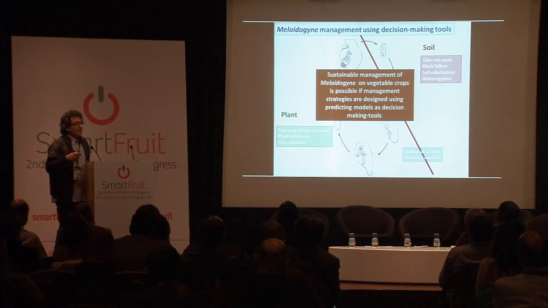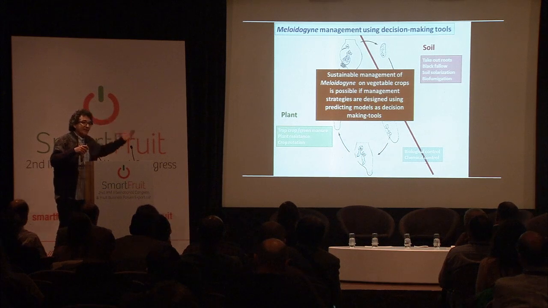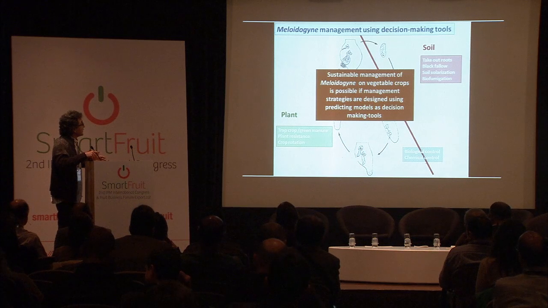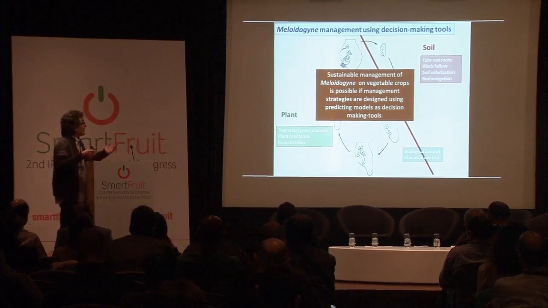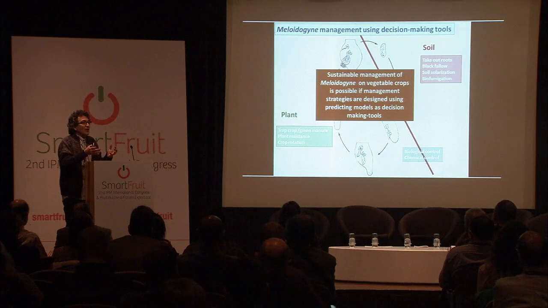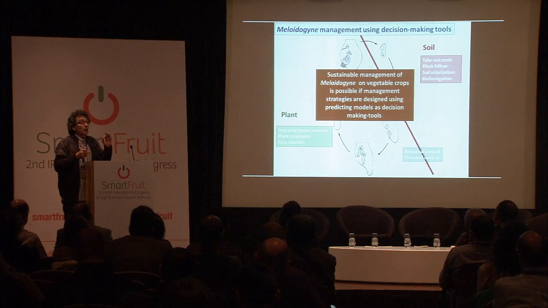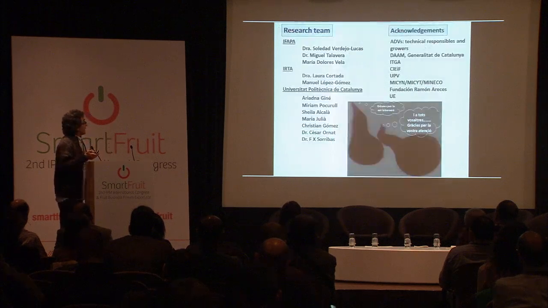Lastly, with these population dynamic models and the models that we have to predict the impact, knowing the life cycle of the nematode, with all of this, you can have sustainable management of these nematodes, but all of these aspects must be taken into account, not just one single type of control measure.